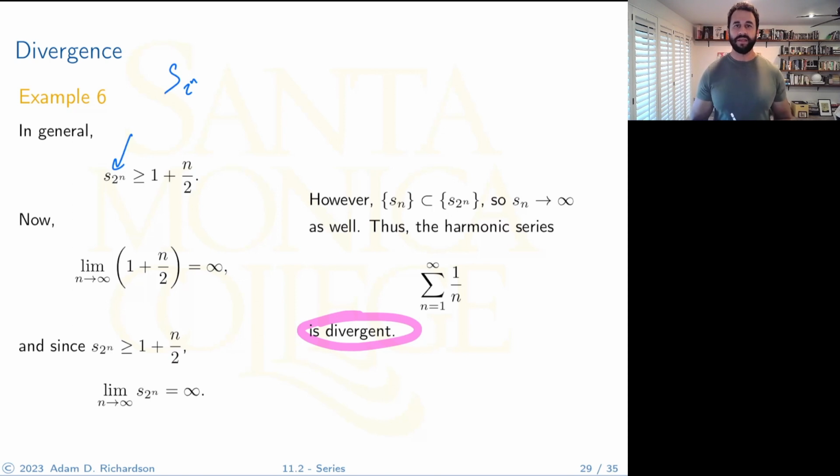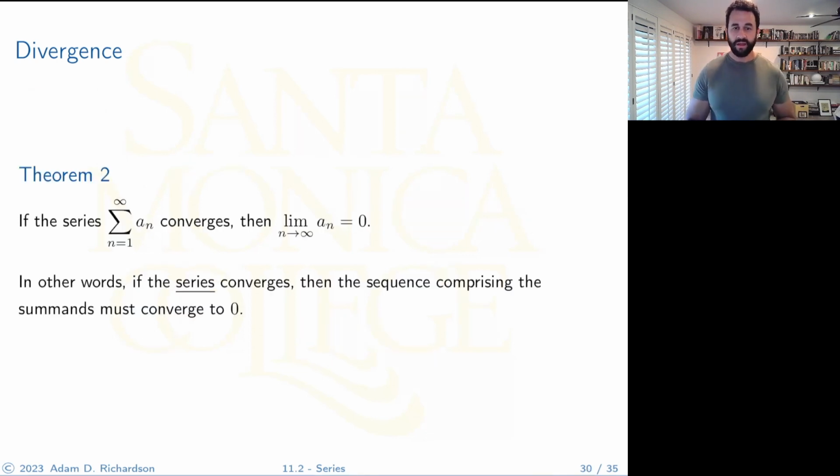Let's explore a theorem that's going to tell us about the relationship between a series and its sequence, okay? So here is the result, and the direction of implication is critically important here. So pay very close attention to this. If the series converges, then the limit of the sequence of terms is zero. Okay, so if your series converges, then the sequence comprising the terms must converge to zero.